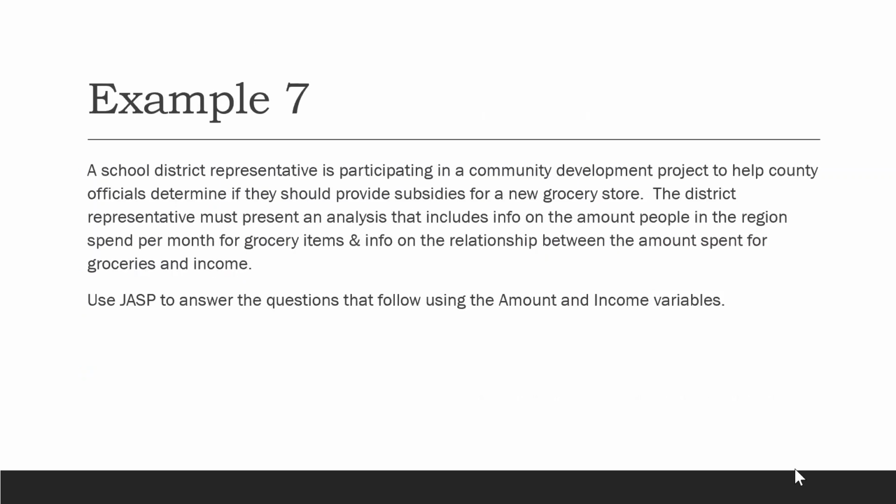Let's look at another example. It says a school district representative is participating in a community development project to help county officials determine if they should provide subsidies for a new grocery store. The district representative must present an analysis that includes info on the amount that people in the region spend per month for grocery items, and info on the relationship between the amount spent for groceries and their actual monthly income. We're going to use JASP to answer the questions that follow.